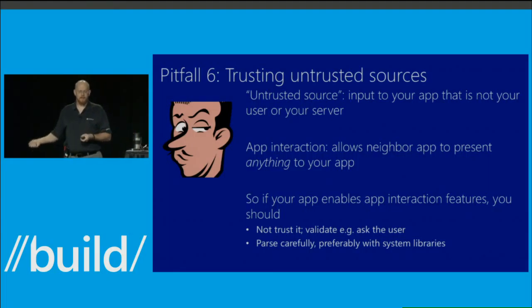App interactions allow other apps to present anything to your app. So you need to handle the weirdness of, I don't know what that is, so I'll fail out with some kind of message. If your app enables app interaction features, you should not trust it. Validate it with the user, have some kind of user interaction before you commit the transaction, and parse carefully, preferably with system libraries or at least with .NET code instead of C code.